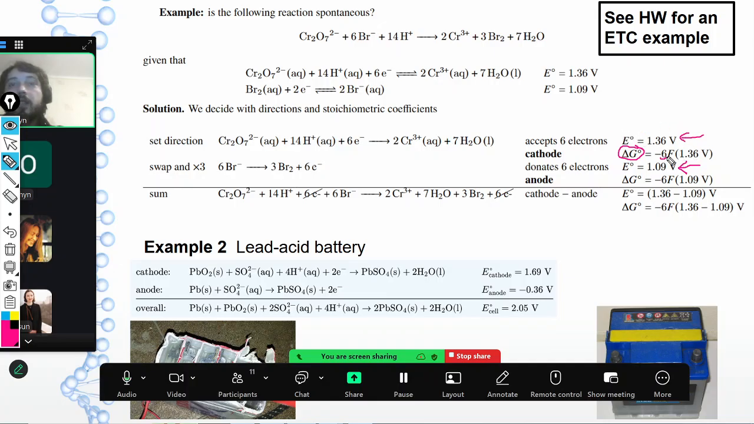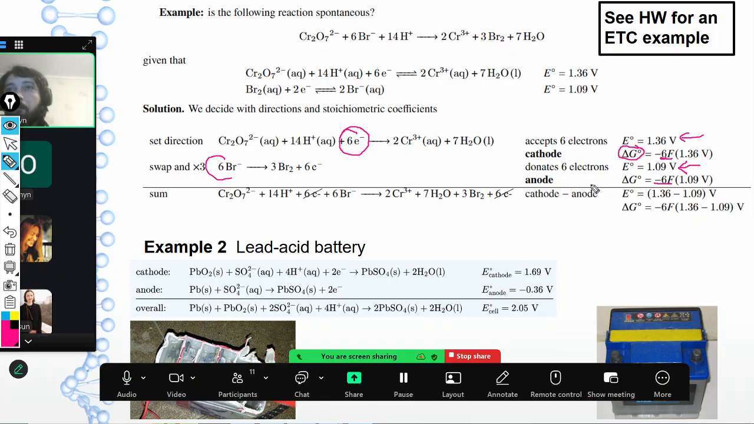Where did I get this 6? That's the number of electrons transferred in one reaction. So for each mole of something reacting, I transfer 6 electrons, so it gets 6 times bigger. And here I can get this delta G. For this reaction, once again I get delta G as minus 6F times E naught. That's what I get.